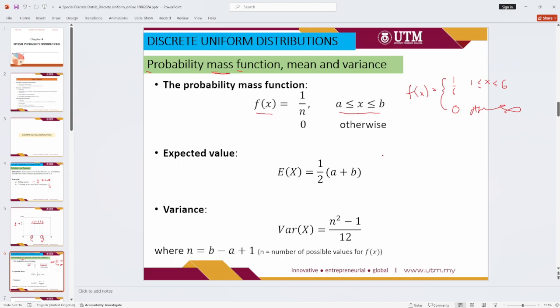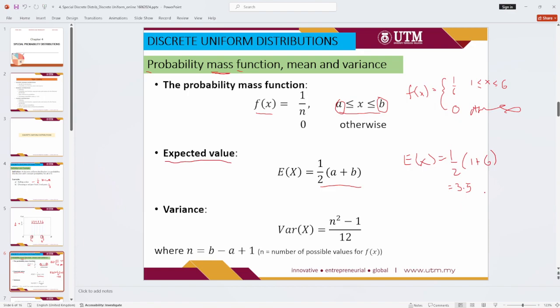And then we take a look at the expected value. Just remember, expected value means the average or the mean. The average value is given by 1 over 2 multiplied with a plus b, where a and b are your lower and upper interval respectively. So again, in the case of your dice, E(x) would be 1 over 2, where a is 1 and b is 6. If you calculate this, you'll get the answer of 3.5.